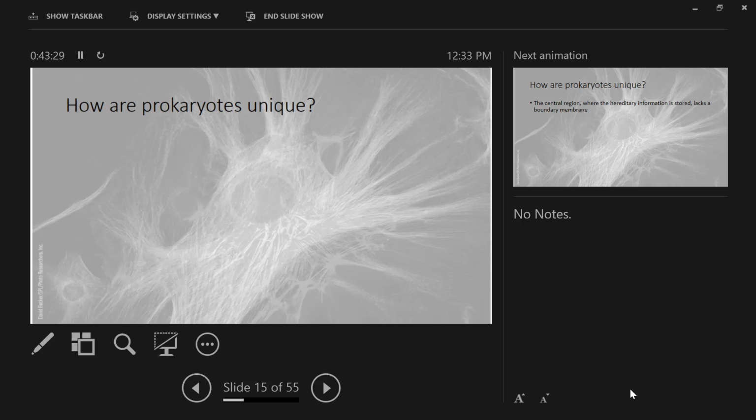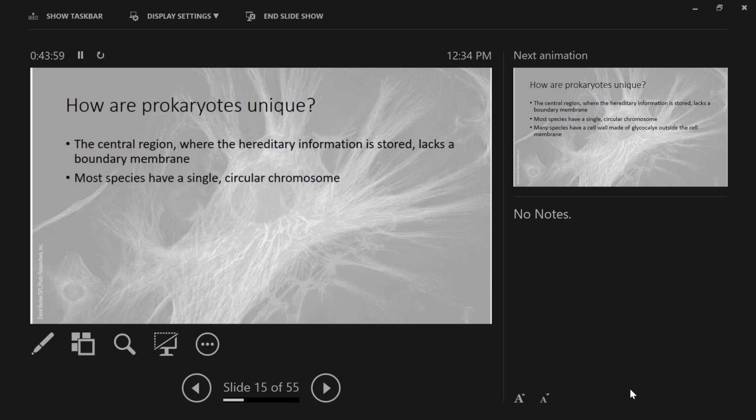All right. So in the middle of this cell, they still have genetic material, because every cell contains what? Nucleic acids, right? Every living organism has DNA. And so they still have DNA, but it lacks a membrane surrounding that DNA. The DNA is just exposed. Everything in the cell can access the DNA. So that's unique. Most of these prokaryotes have a single circular chromosome.